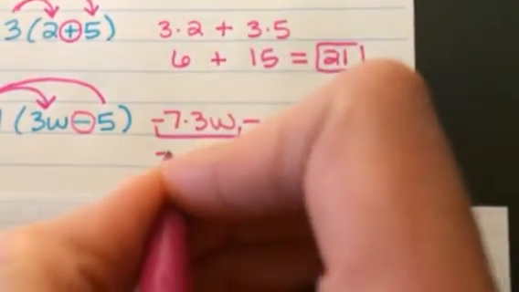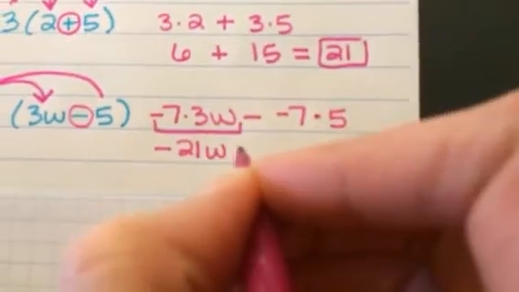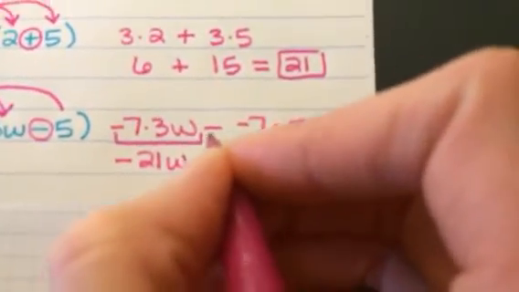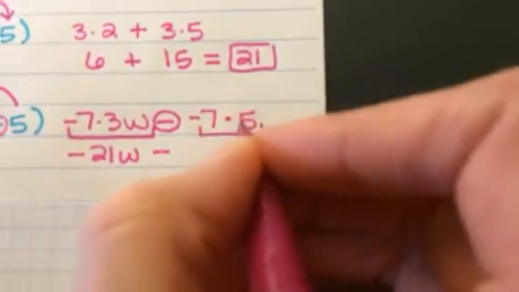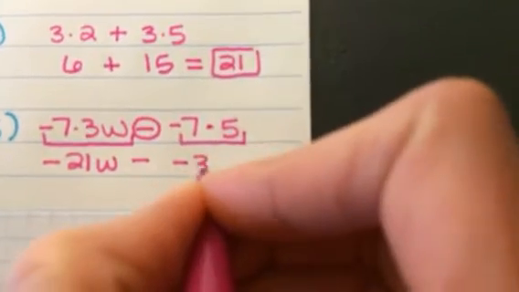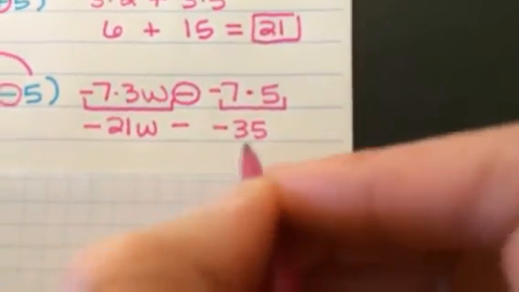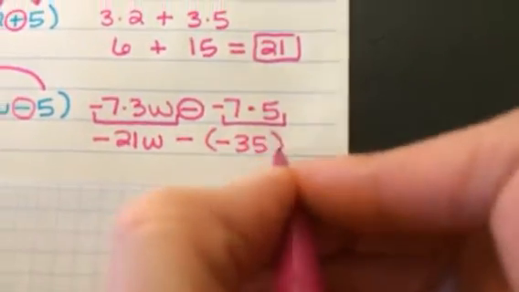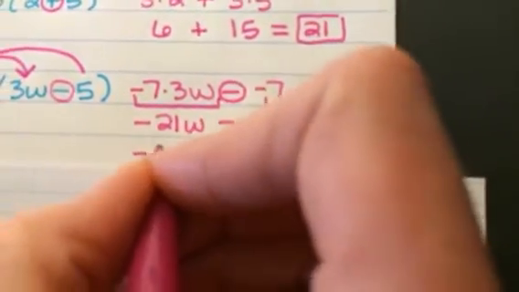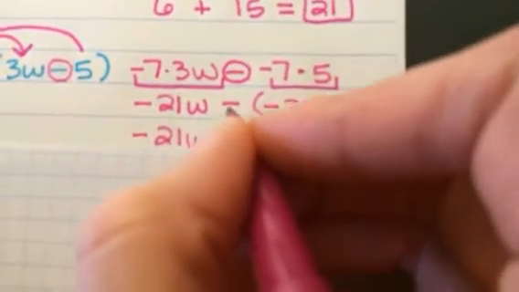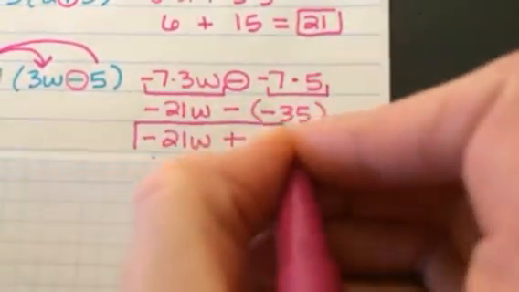-7 times 3 is -21, and the w just stays right there as multiplication. Our minus sign stays right in the middle. -7 times 5 is -35. And this is correct. Your book might put this in parentheses, or you could do my favorite, subtracting negatives, and our first number just stays the same. Minus a negative is the same thing as plus a positive. And so that's as simplified as that's going to get.